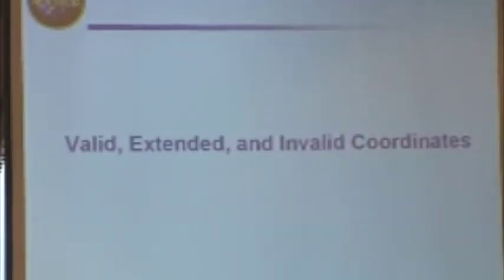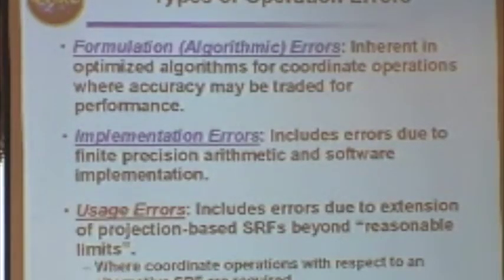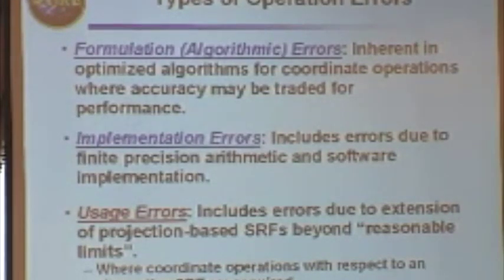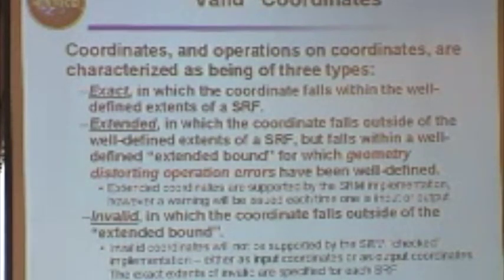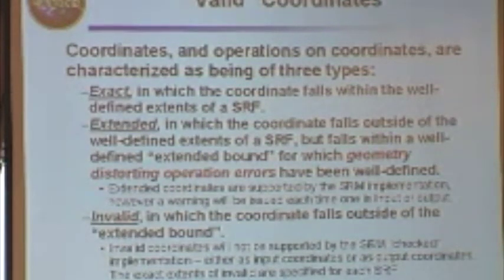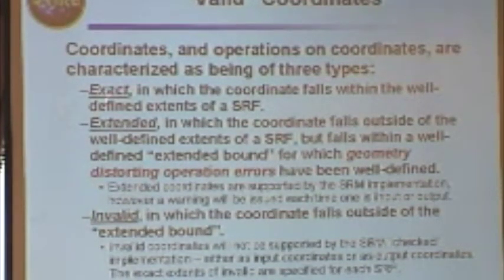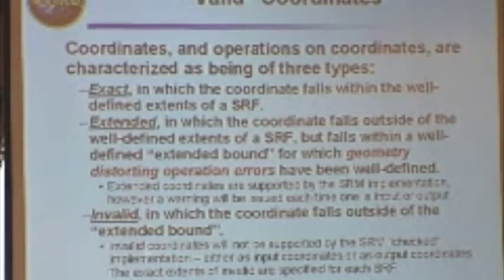We talked about valid, extended, and invalid coordinates. Well, once you have them defined, we need support for that. Ralph's talked extensively about this. So essentially we have these three categories. Given a coordinate system that you want to apply a spatial operation to, which of these categories does it fall into? If it's invalid, then we don't want to do that operation. If you did the operation, you got something out, which category does it fall into?